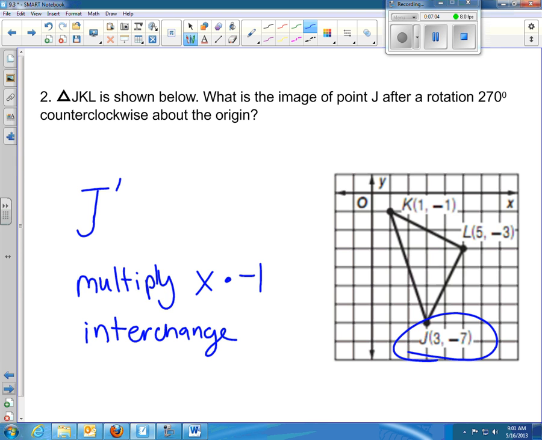So we were at 3, -7. We're going to multiply our x coordinate by -1. So that becomes -3, but that's no longer our x coordinate. That's our new y coordinate. And our old y coordinate switches to being our new x coordinate.